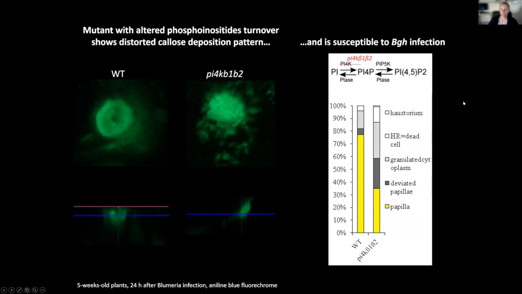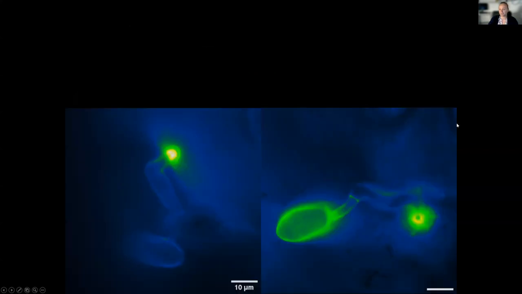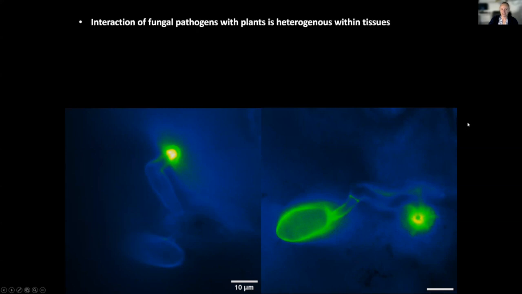So we are putting it all together to make sense of how the membrane changes are really important for the proper forming of the papilla, which is the major means of protection against non-adapted pathogens. From my side, we had a lot of fun, and we still have a lot of fun imaging the papillas, because every papilla is very different, and we cannot really outsource it all to automatic learning. We have to look at them ourselves and choose the proper ones.